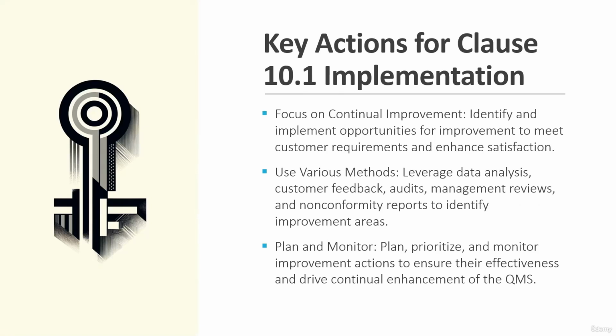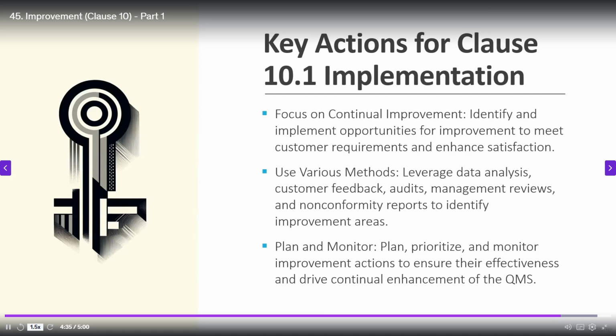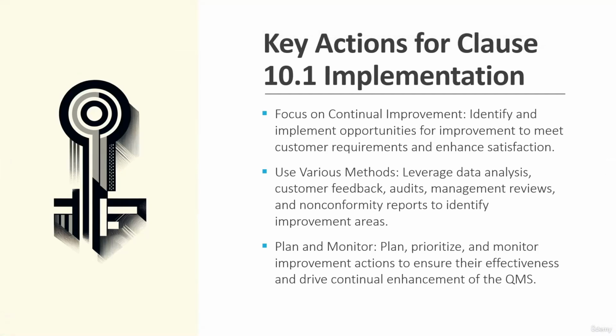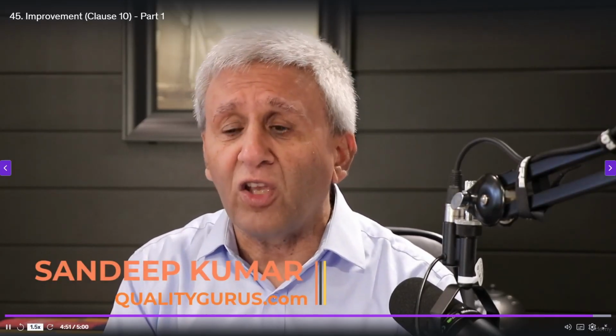So let's quickly wrap up 10.1, which is a general clause in improvement. The first thing here is focus on continual improvement. Find various methods to find the opportunities for improvement. This could be doing data analysis, customer feedback, audit, management review, or any other way. Find out the opportunities for improvement, plan to take action, assign responsibility, and monitor those actions, whether these are leading to improvement or not. That is clause number 10.1. Now 10.2, which we will be talking about next, is non-conformity and corrective action. Let's talk about that in the next video.